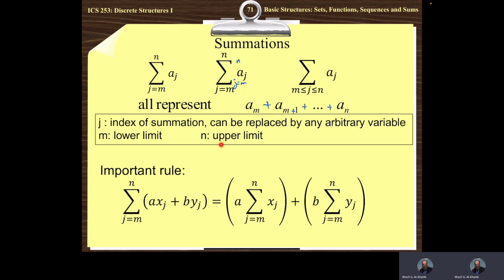So an is basically the upper limit. And we call j the index of summation. Can we use any other variable, like k or i? You can use whatever variable.